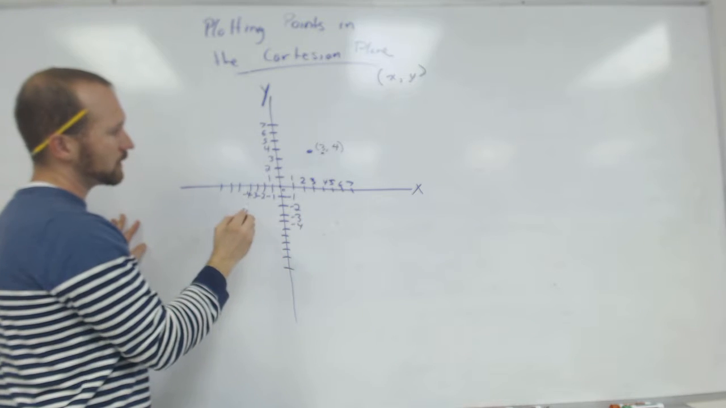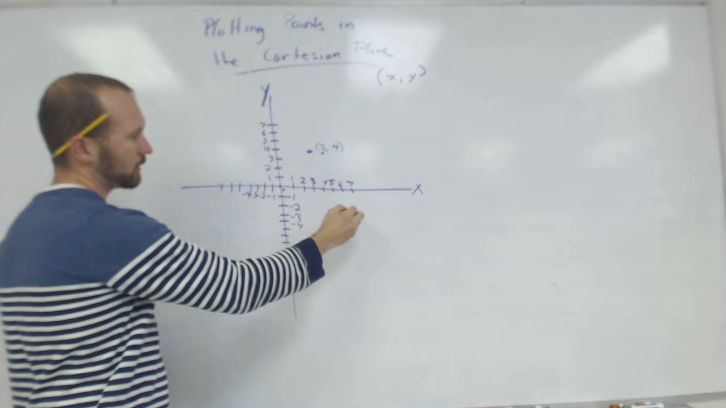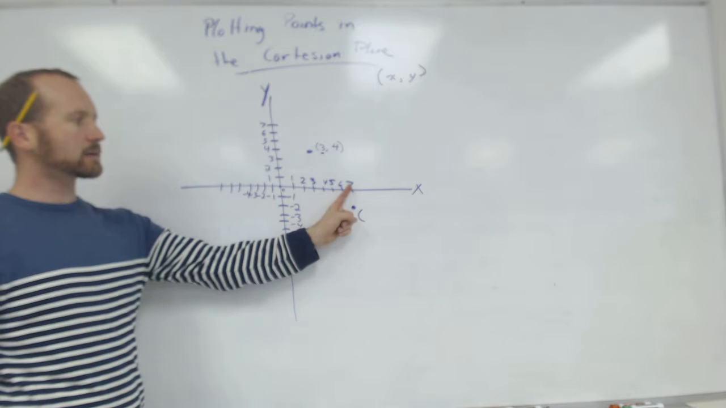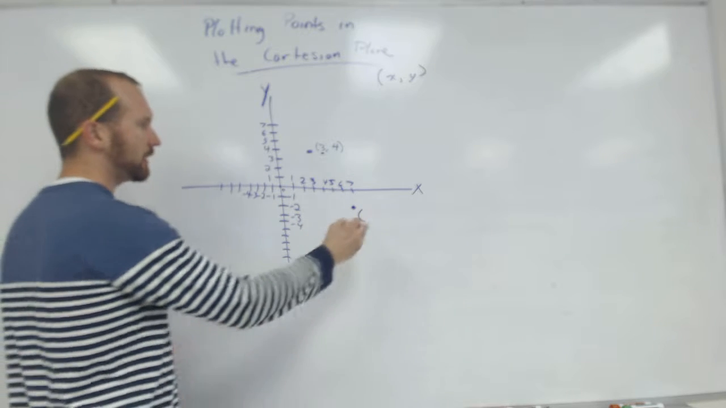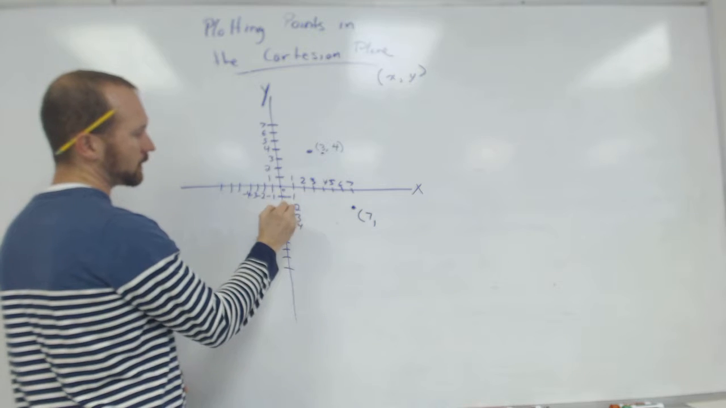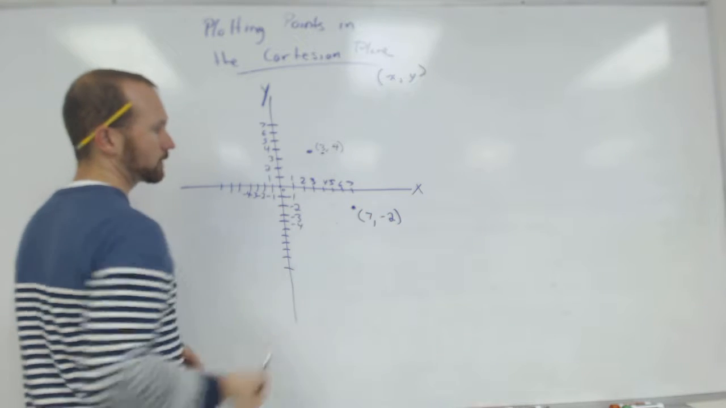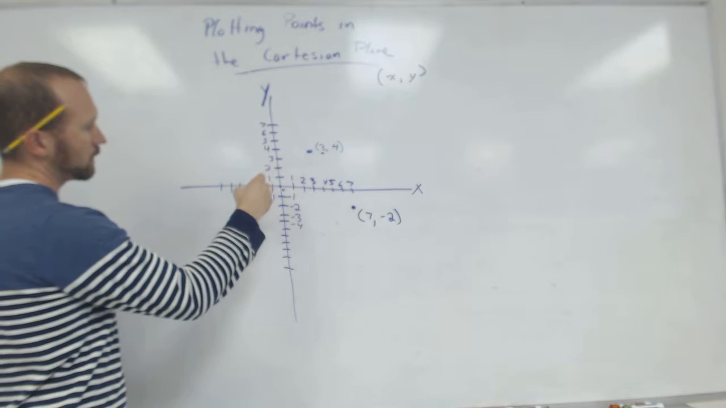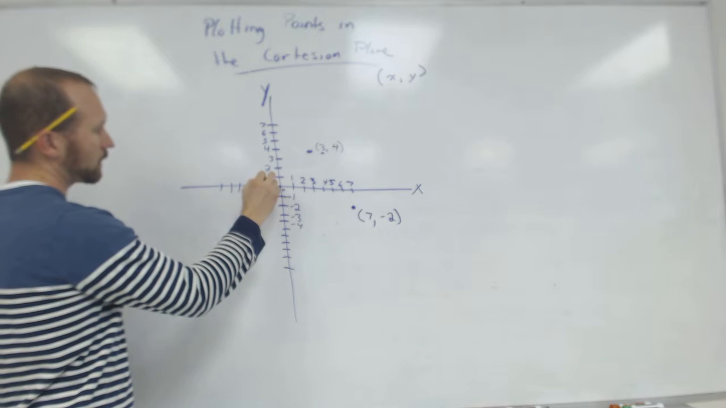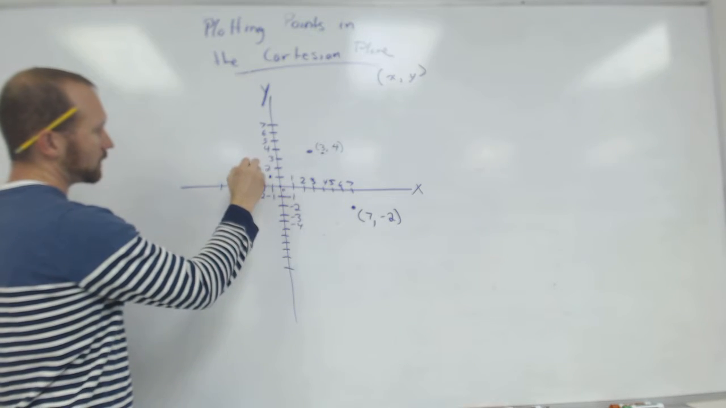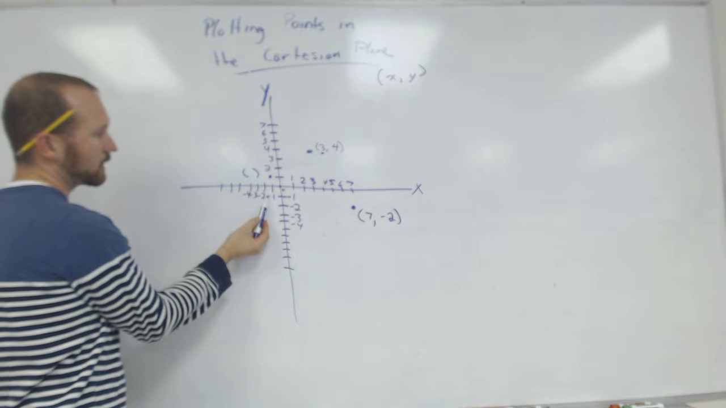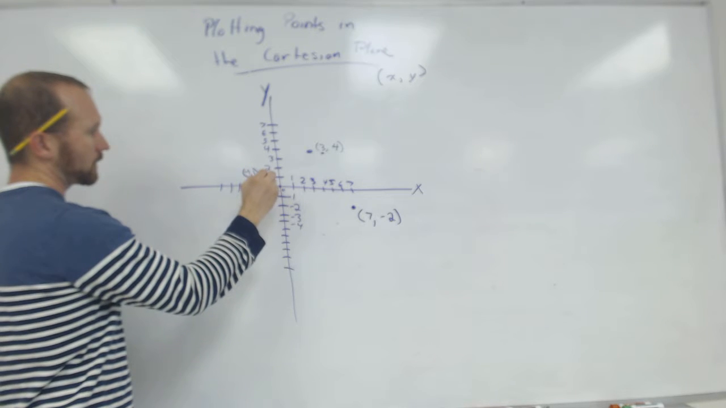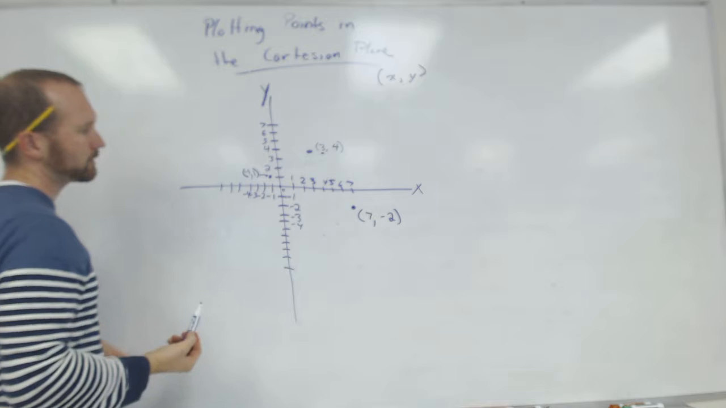So what would be the coordinates of this point right here? The first coordinate is the x. What x does it line up with? 7. 7 and -2. And the second coordinate is the y, which is -2. What would be the coordinates of this point right here? 1. Very close. X is actually -1, and then the y is 1. This point right here. Okay?